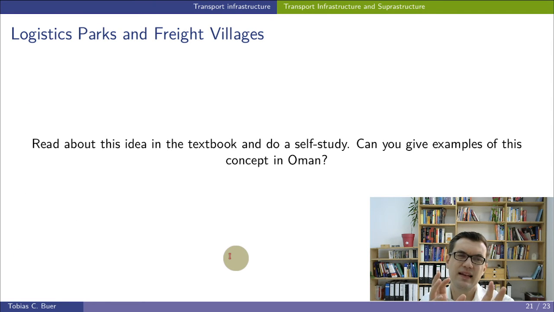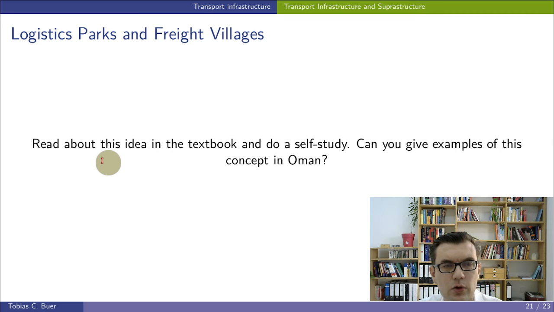Now the last big concept in terms of transport infrastructure that I would like you to learn about are freight villages. And in order to understand the concept of freight villages in a better way, I would like to ask you to do a self-study by means of the textbook of Gleisner and Femerling in chapter 4. They have a section on logistics park and freight villages.